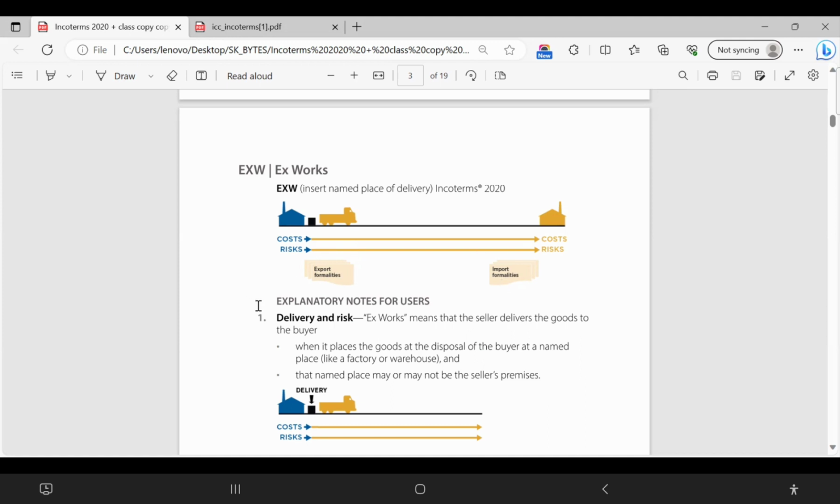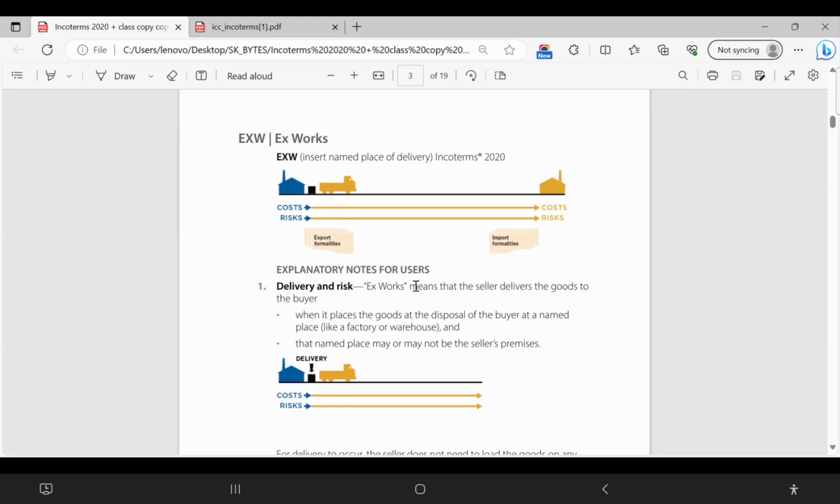Now, Ex Works means the seller delivers the goods to the buyer when it places the goods at the disposal of the buyer at the named place, typically a factory or warehouse, and that named place may or may not be the seller's premises. So whenever we are using Ex Works, there should be a named place. That is where the delivery happens. That is where the risk transfers.